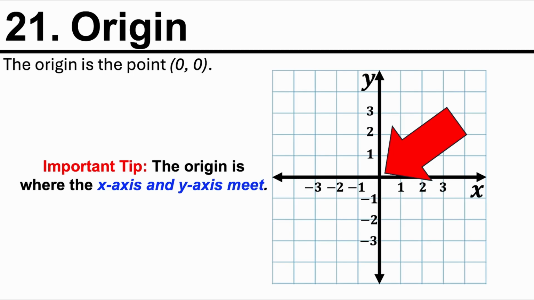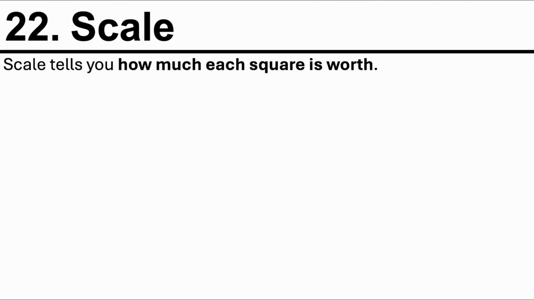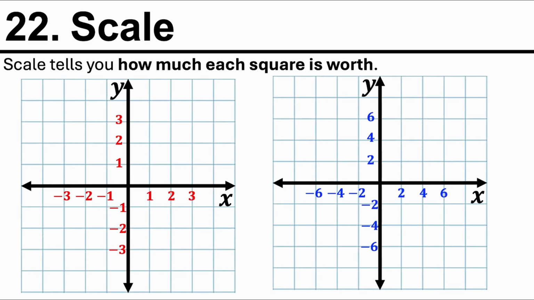Now, for graphing, something that's really important to understand is the scale. And the scale just tells you how much each square on a Cartesian plane is worth. So here's two graphs, and the one on the left, you can see the scale is 1. Every square is worth 1 value. However, the square on the right, you'll see each square is worth 2. And this scale matters when you're plotting your points. So you always have to be careful to watch for it to make sure you're plotting accurately.